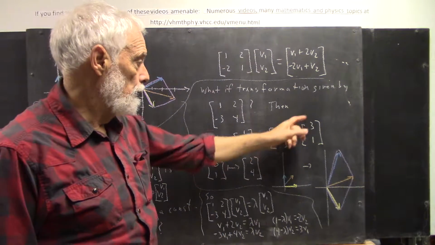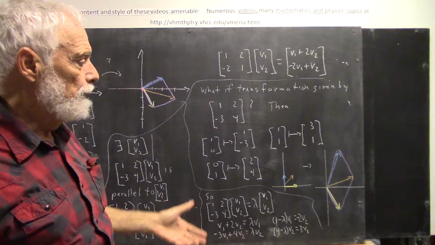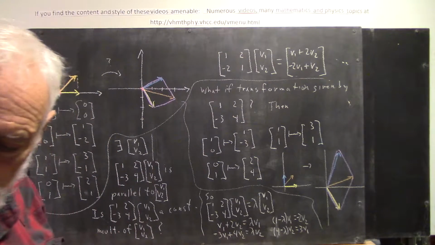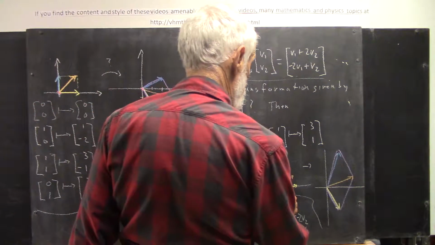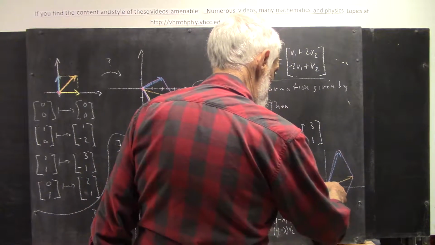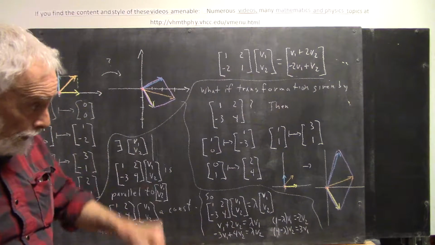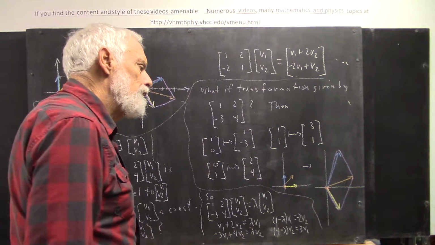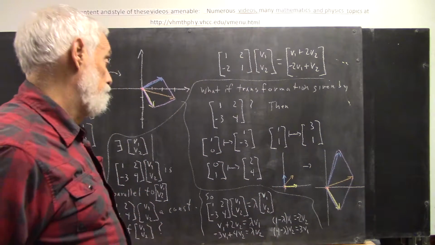Apply it to 1, 1, we get 3, 1. Apply it to 0, 1, we get 2, 4. Apply it to 0, 0, we will get 0, 0. Any matrix multiplied by 0, 0 gives you 0, 0, as you well know. Now I've done this more to scale, and with enough accuracy that we can see that the transformation doesn't preserve angles.